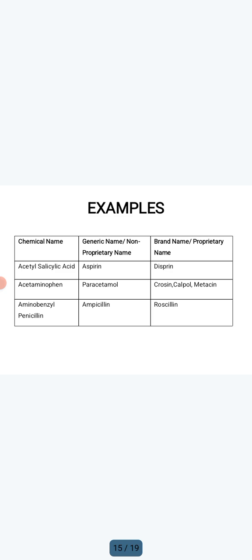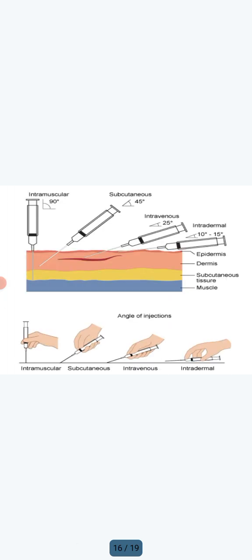And the third one, benzyl penicillin, is a chemical name. Ampicillin is a generic name. And Roscillin is a brand name. These are some examples given for the chemical name, generic name, and brand name. All drugs have these three important names.